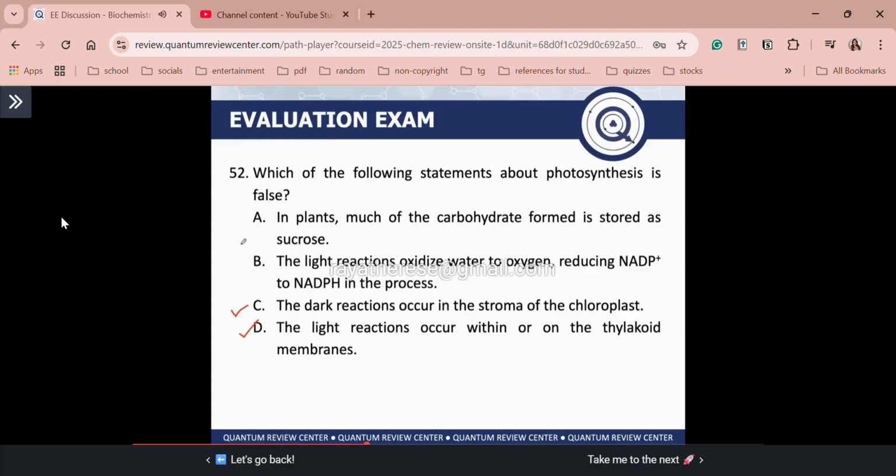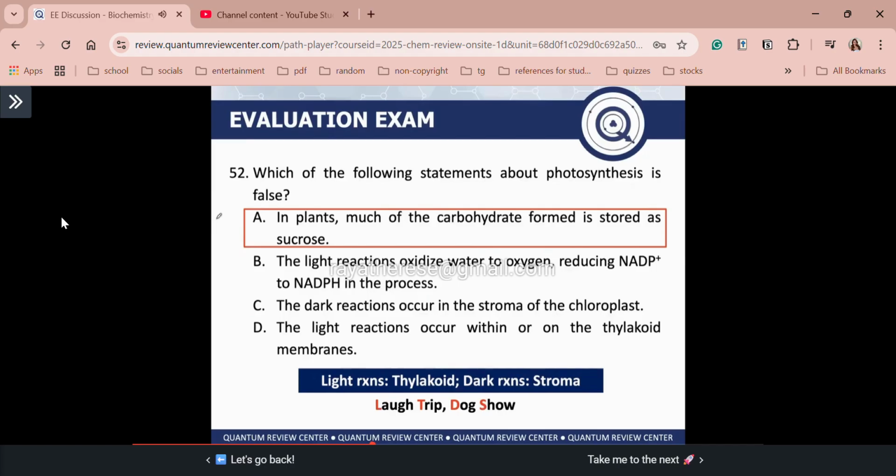Let's check letter B. The light reactions oxidize water to oxygen. Yes, that's correct. Reducing NADP+ to produce NADPH in the process. Also correct. Class, I do hope that you now know the specifics of our light-dependent reactions and dark reactions. So lastly, in plants, much of the carbohydrate form is stored as sucrose. Class, this is an incorrect statement. Again, the main energy storage of plants is starch. Okay? So again, A is a false statement and thus the correct answer. For here, class, again, remember, laugh trip, dog show. So I do hope that you can use our mnemonics.